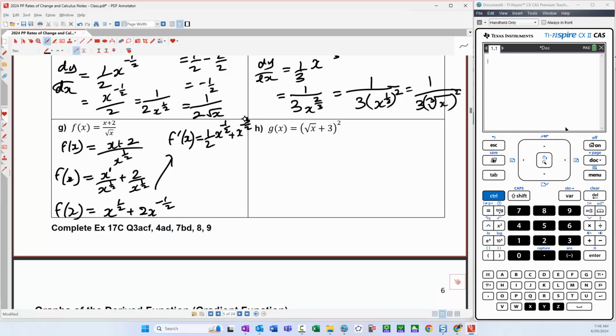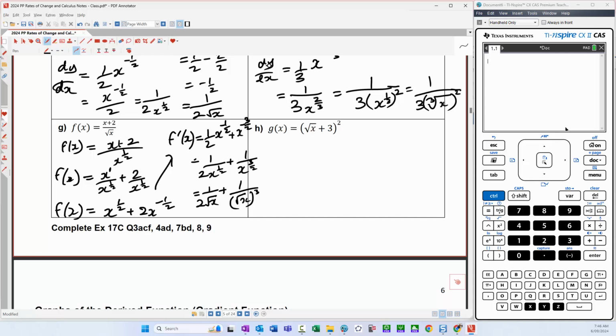All right, so let's finally clean this up. We've got 1 over 2 x to the half plus 1 over x to the 3 on 2. That's going to be 1 over 2 root x plus 1 over root x to the 3.